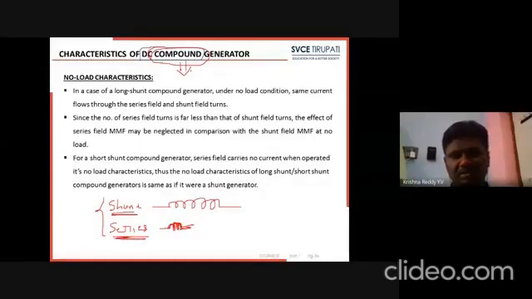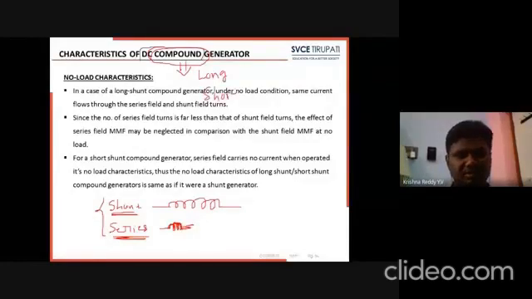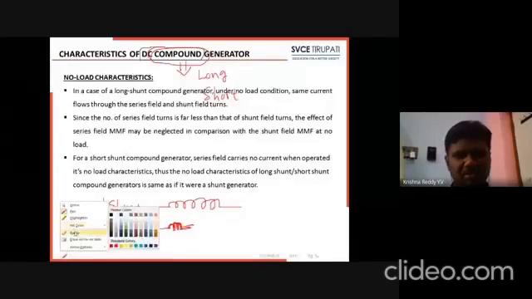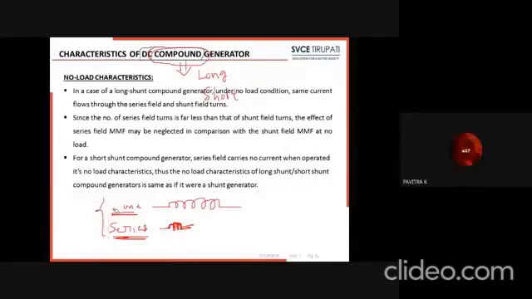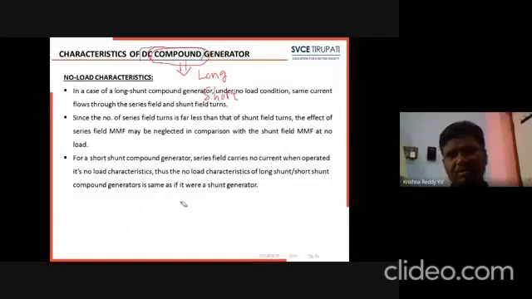In the compound generator, we have two types: long shunt and short shunt. Now, what is a long shunt generator? Anyone can respond. Long shunt compound generator, and short shunt compound generator.